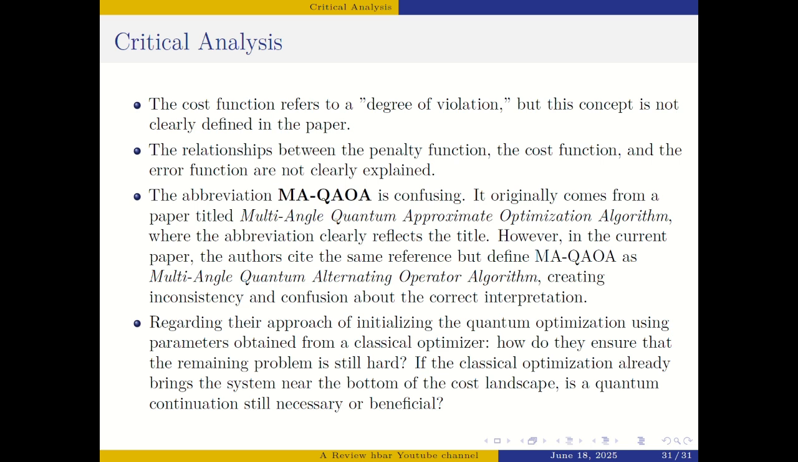Finally, regarding the strategy of initializing the quantum optimization with parameters from a classical optimizer, how do they ensure that the remaining problem is still hard if the classical optimization already brings the system close to the bottom of the cost landscape? Is the quantum step still necessary or clearly beneficial?